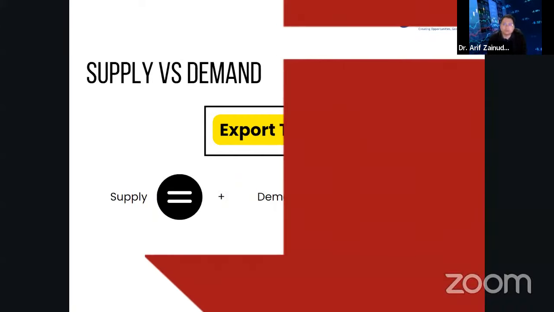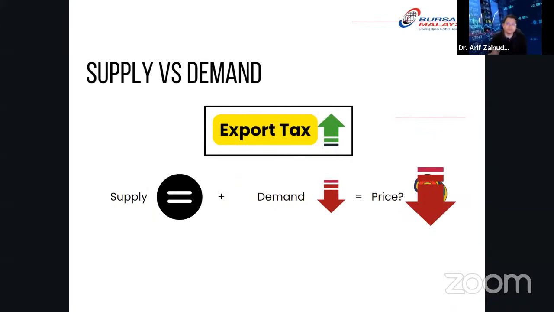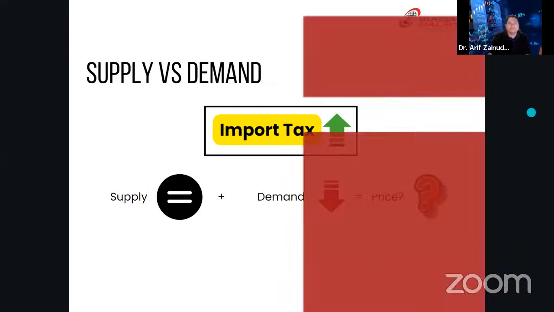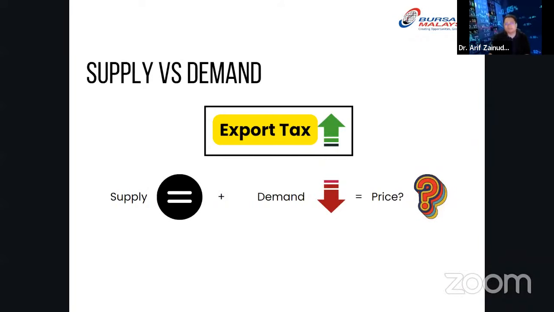If export tax goes up, less CPO is being exported out, and less CPO export means less demand. Less demand equals price to the ground lah, price going down. Okay, now we look at import tax.